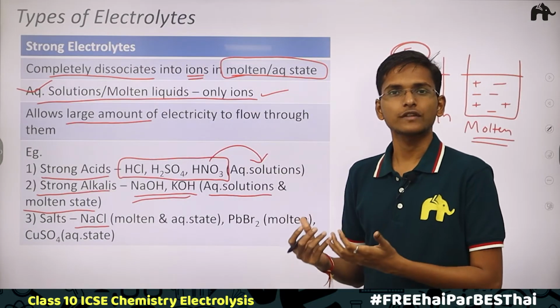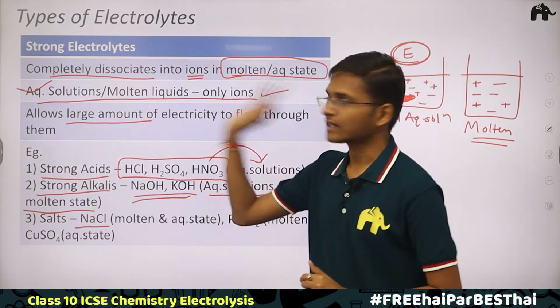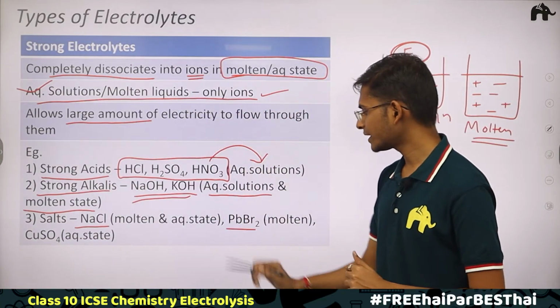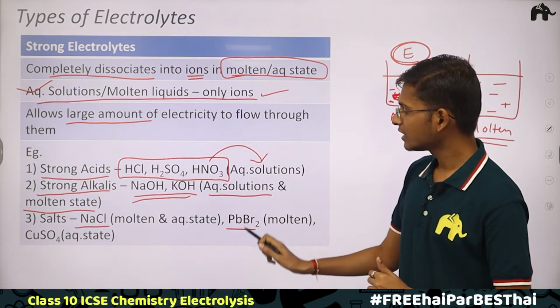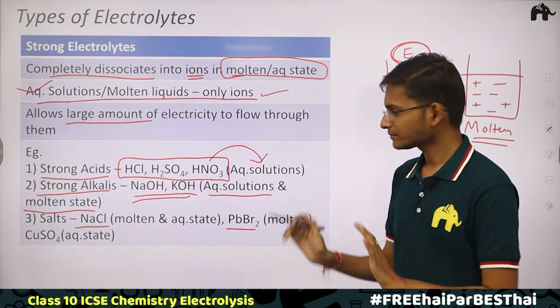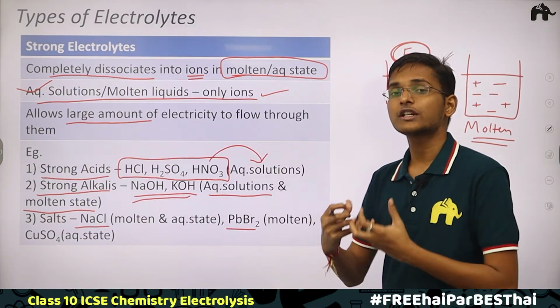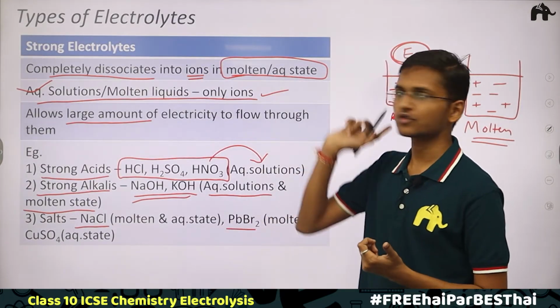Okay, aqueous solution of NaCl. You would only find Na plus and Cl minus ions. That's why it is also an example of strong electrolyte. Same goes with lead bromide in its molten state. It also only has lead ions and bromide ions. No lead bromide. So this means that it is also getting dissociated completely into its ions. So this is also an example of strong electrolyte.